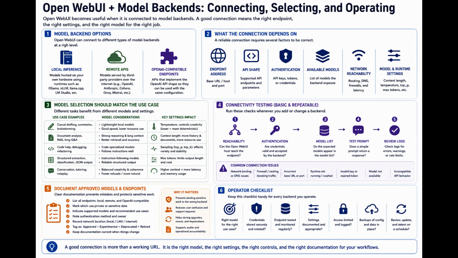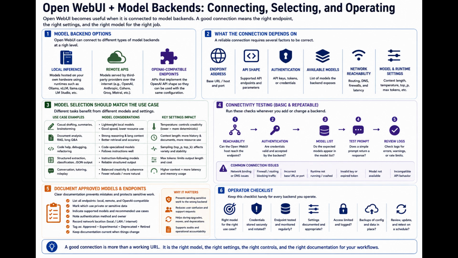Model selection should be tied to use case. A lightweight local model may be fine for casual drafting, while document analysis, code help, or structured extraction may need a different model. Temperature and sampling settings influence how deterministic or varied responses feel. Context length affects how much conversation and supporting material can be considered, but larger context can increase resource use and latency.